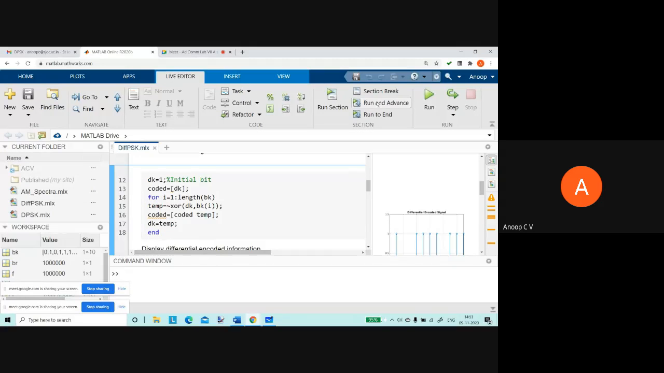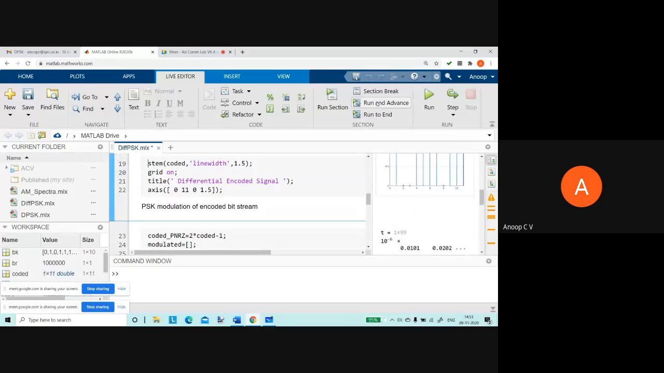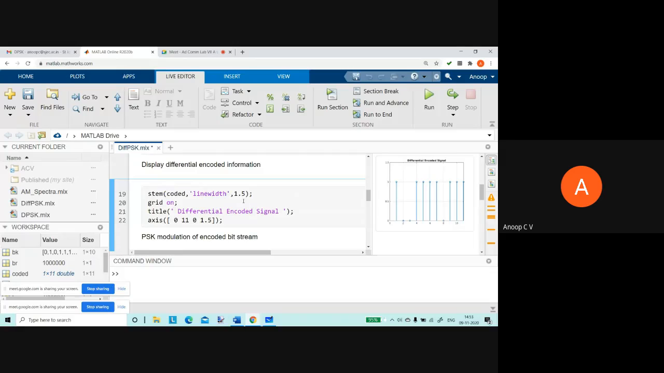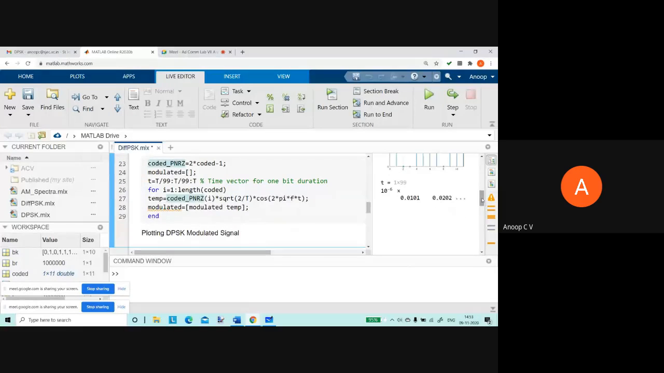Maybe I'll just run this section in advance. Now this is the differentially encoded signal, and we have to plot it. You can see that even though our original bit sequence had only 10 bits, we have prefixed the initial assumption 1, and these are the differentially encoded bits. So we have 11 bits in the differentially encoded bit sequence.